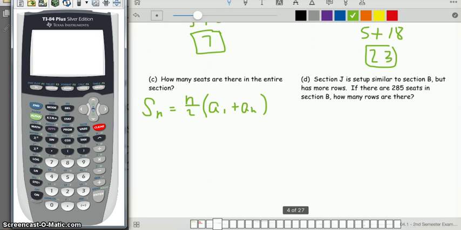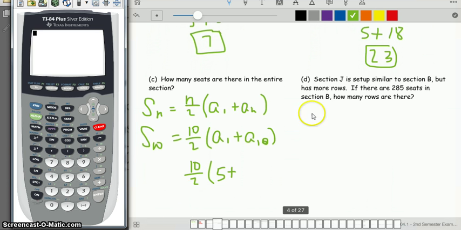So in our case, S sub 10 is equal to 10 divided by 2 times the first term plus the 10th term. So we have 10 divided by 2 times 5 plus the 10th term, which we found earlier, which is 23. Then I simply do a little math. 10 divided by 2 is 5. 5 plus 23 is 28. 5 times 28 is 140. That's your answer, the sum of the number of seats in the 10 rows.